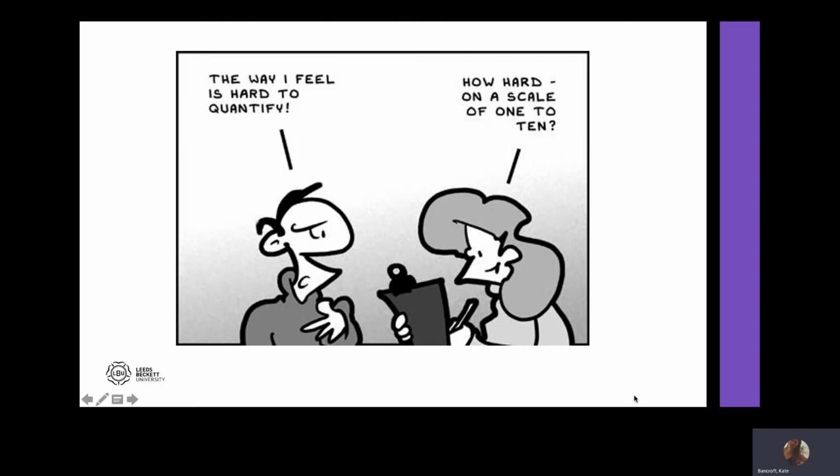So first of all, just this picture sums it up quite well. The way I feel is hard to quantify, and then there's a woman saying, on how hard of a scale of 1 to 10 is it to quantify? So as I'm sure you already know by now, there are two different types of research approaches. So quantitative, which tends to be about statistics, and qualitative, which is more about insights. Both of them have got different advantages and disadvantages, which I'm sure Kay's already talked about now.